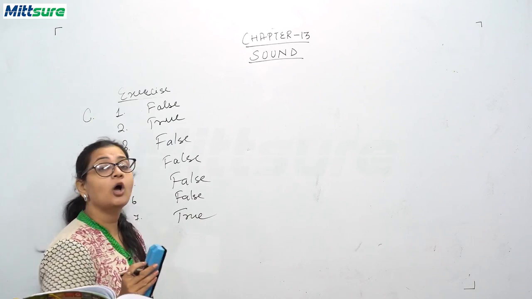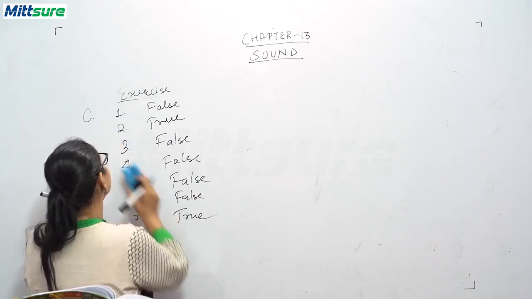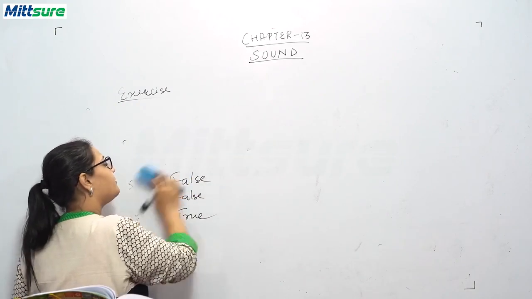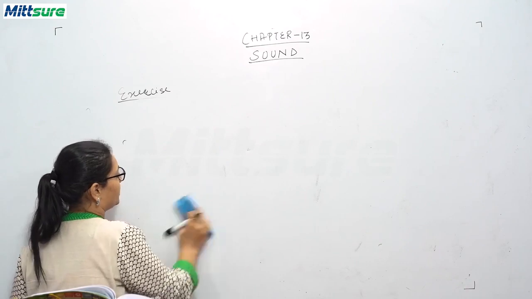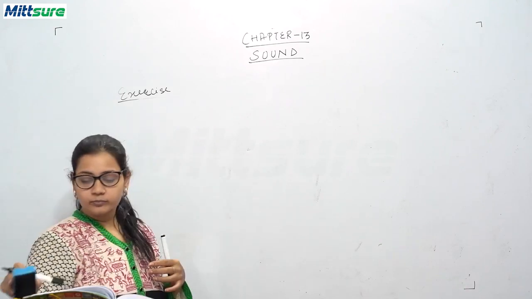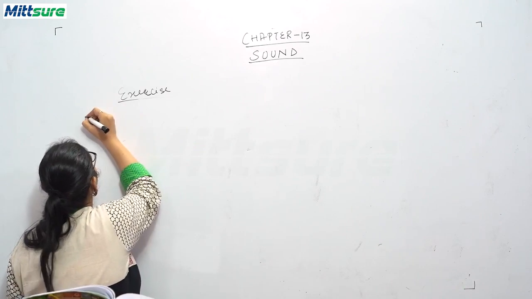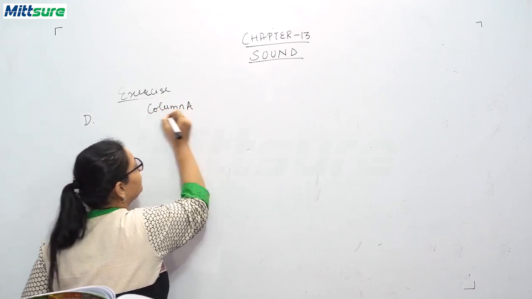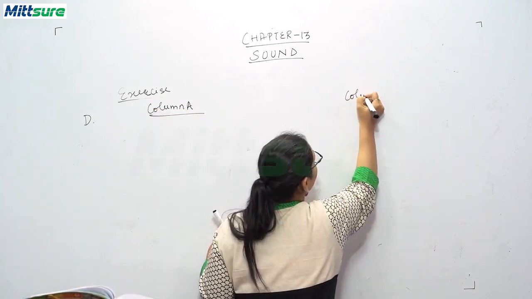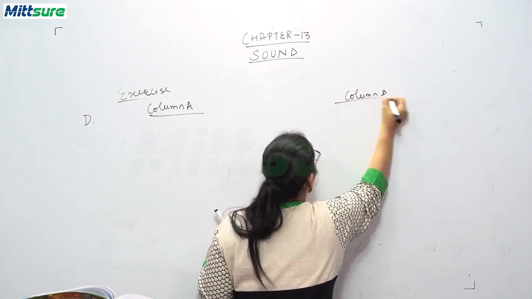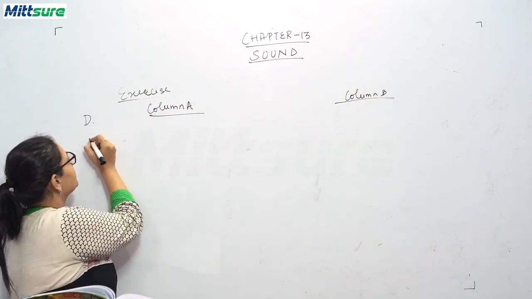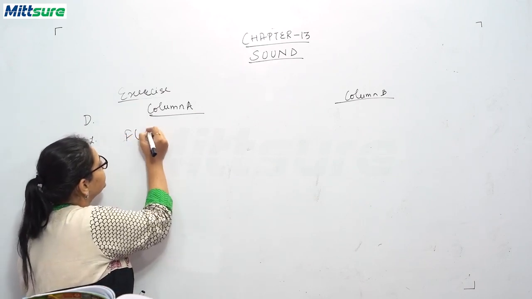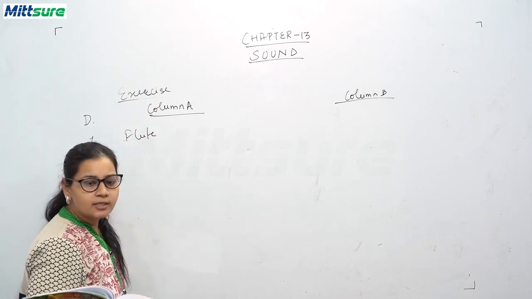Now we'll be doing the match the column A with column B. I will be writing the column A here, and the column B there, and we'll be matching this column A and B together. Okay? This is your D question. Column A, and here column B. Okay? So the first is flute. Second is high pitch sound.